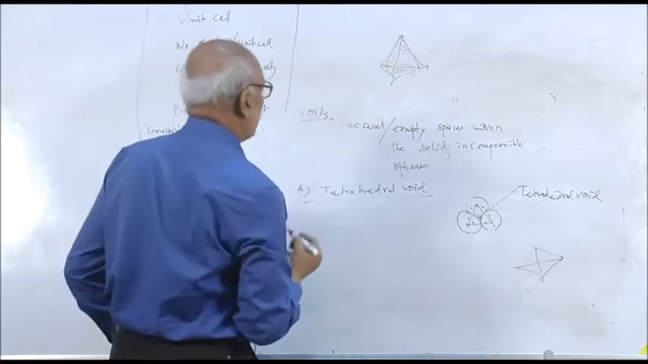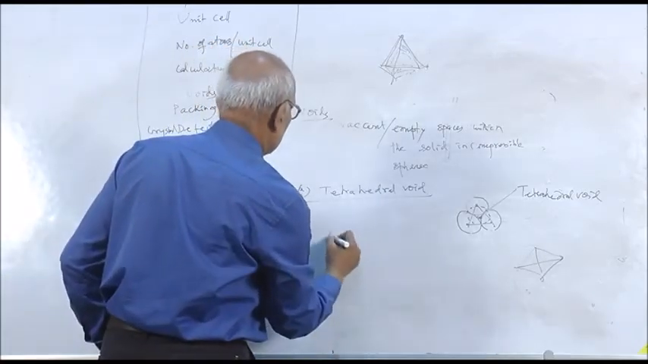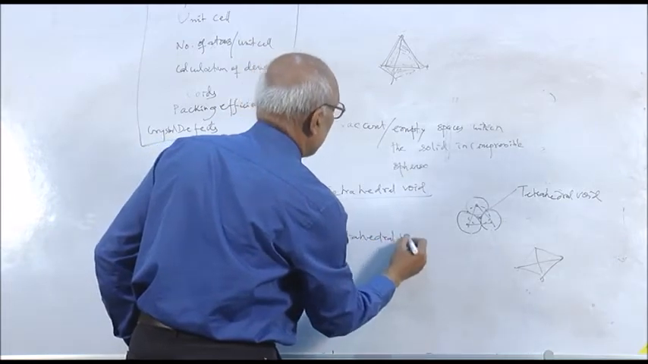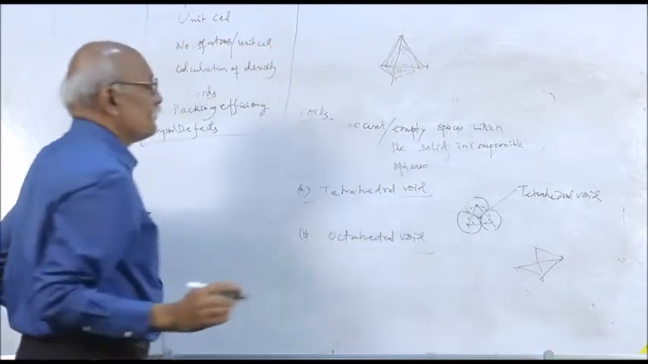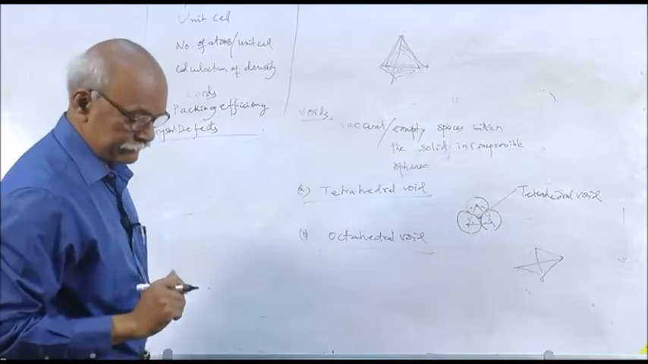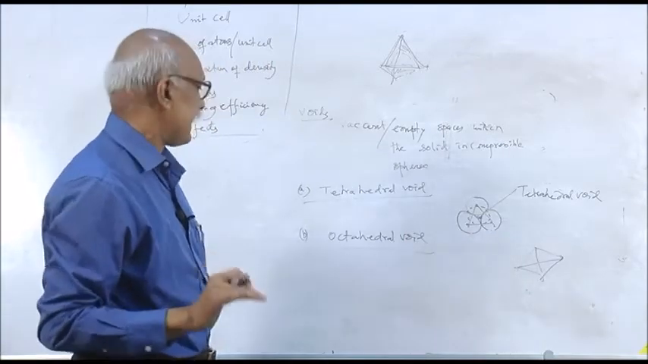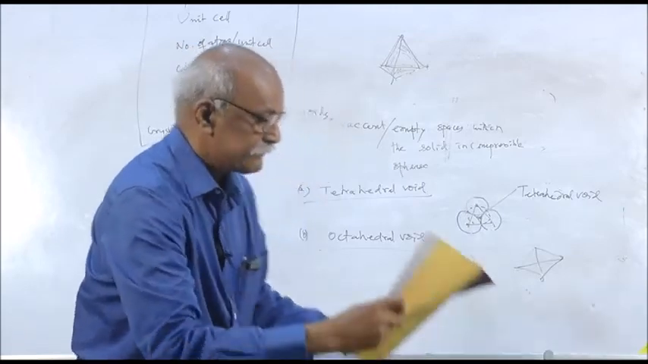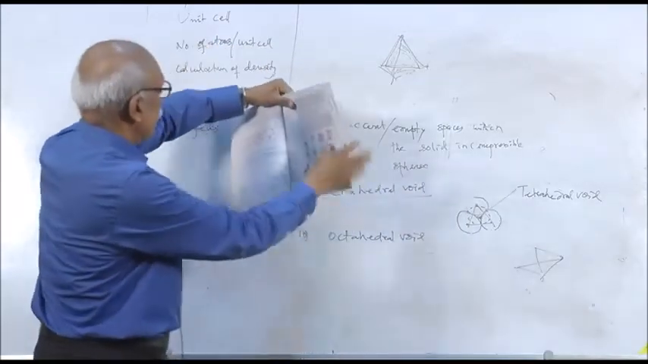So that is a tetrahedral void, and this one is an octahedral void. Octahedral means there will be six, six sides will be there. Imagine it like this. The diagram is given, let me show you the diagram.